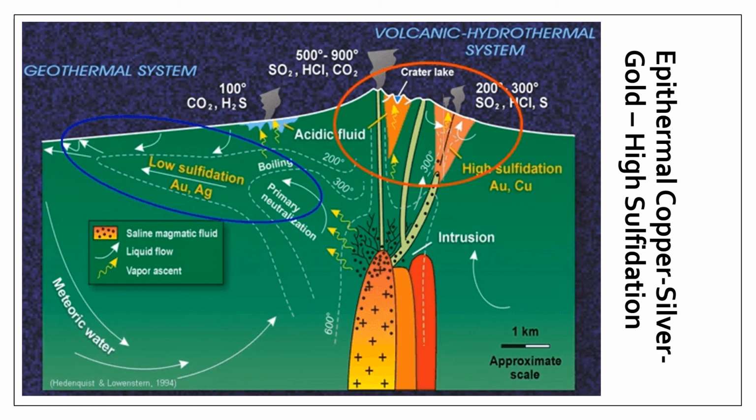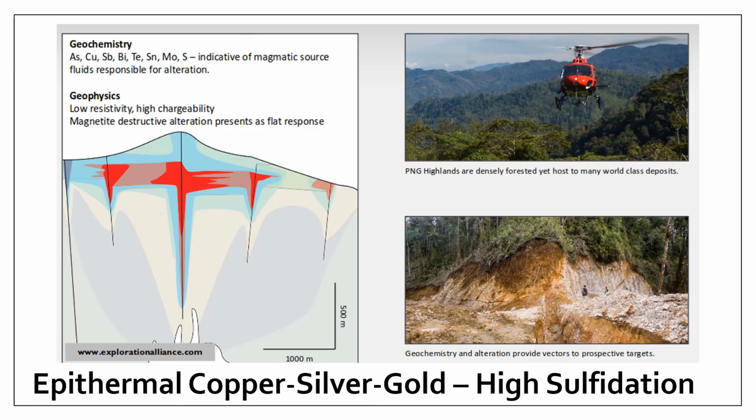Now let's move to your high sulfidation epithermal copper silver. So these involve high temperatures and high sulfide alterations. Okay, so you can expect here arsenic, copper, antimony, bismuth, tellurium, tin, molybdenum, and sulfur.